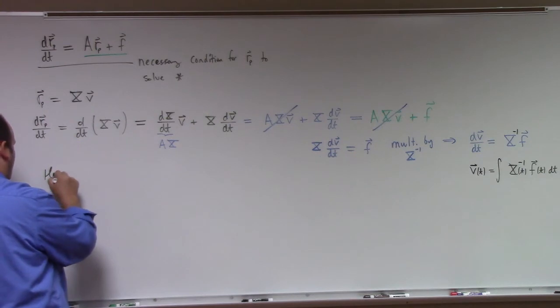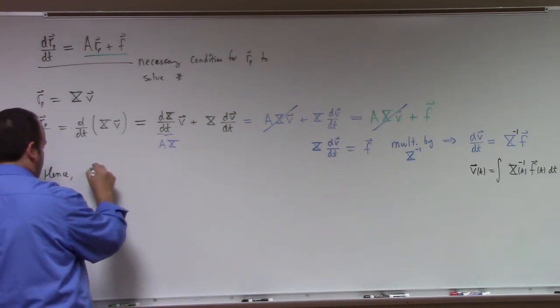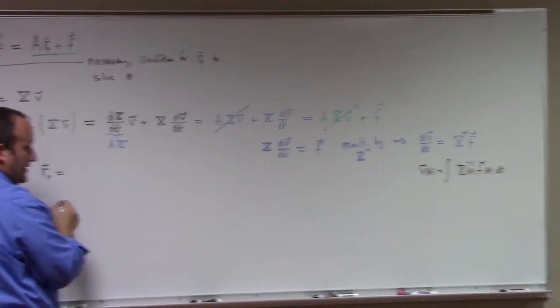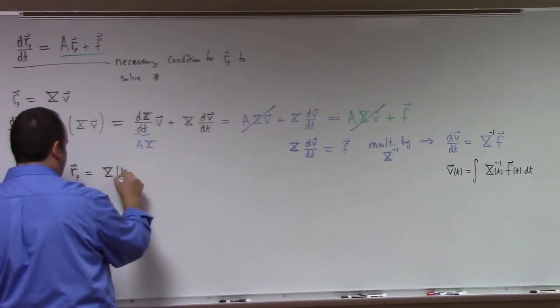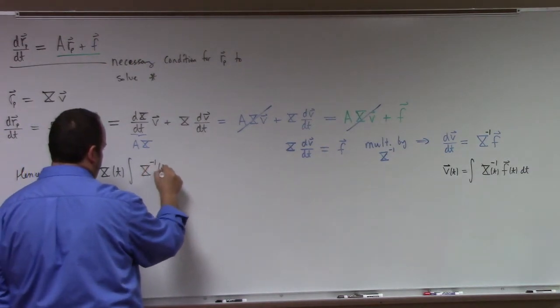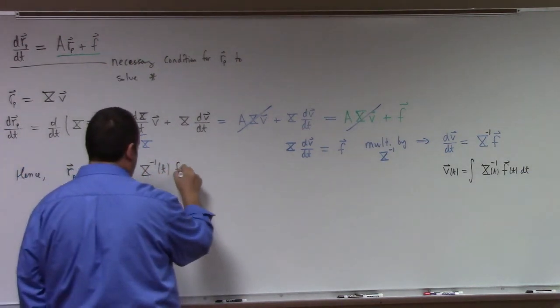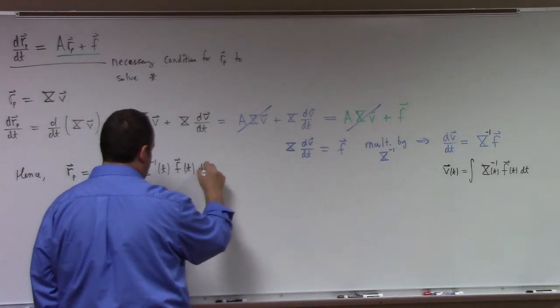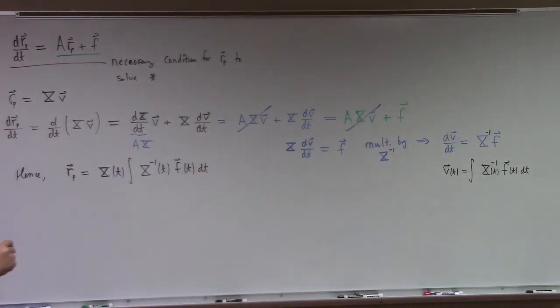Hence, the particular solution would just be x of t times the integral of x inverse of t times f vector of t dt. Now, if we think about that integral as being an indefinite integral, that would add a constant column.